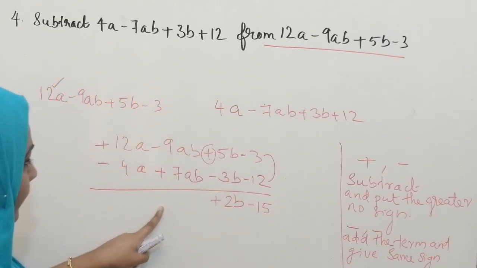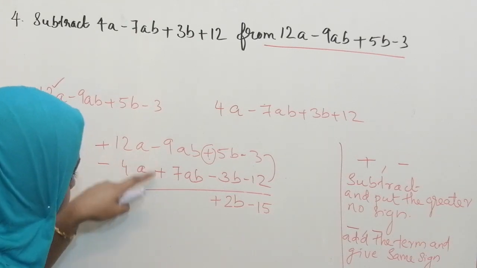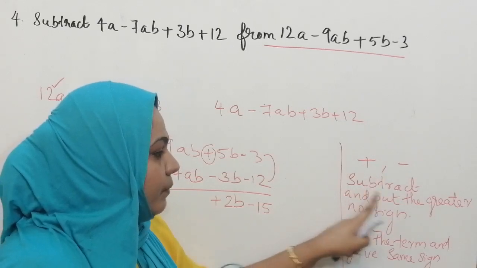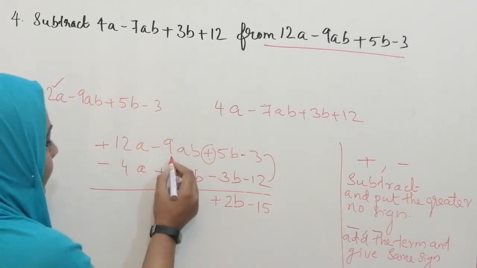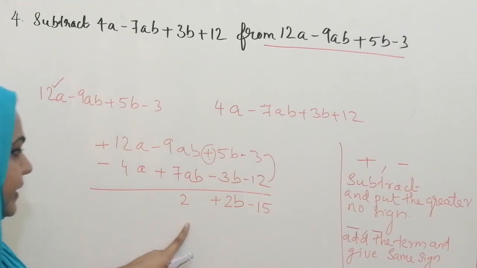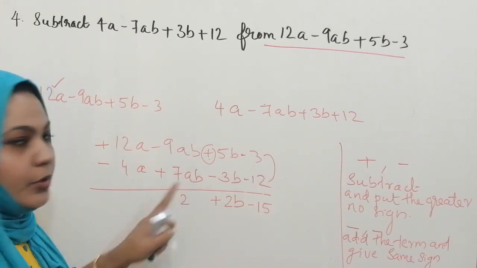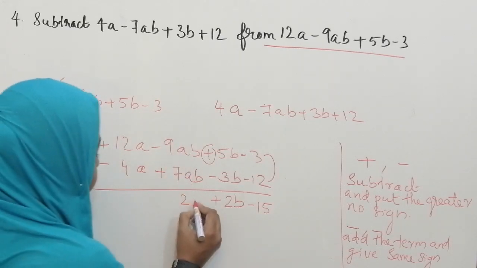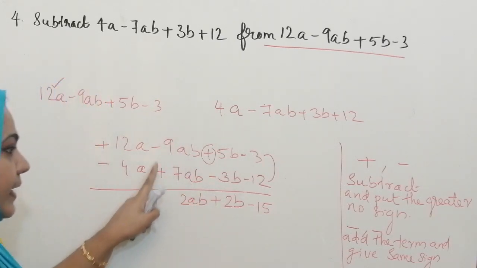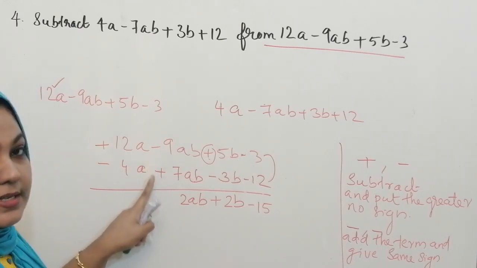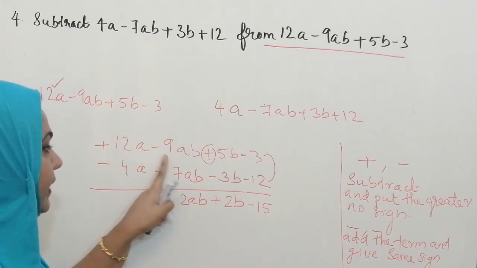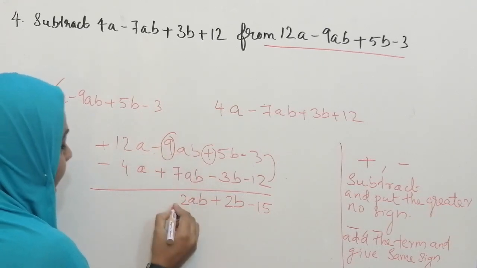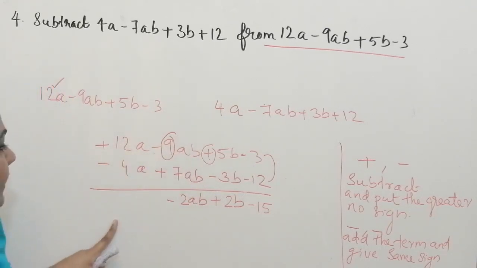Next term, if you look, you can see here also there are different signs. So what do we have to do here? If different signs come, subtract and put the greater number sign. So here 9 minus 7, 2. I already said here ab, here ab, these are like terms. So you can bring ab down. And what is the sign here? If different signs come, you have to put the greater number's sign. So what is the greater number here? 9. What is the sign of 9? Minus.